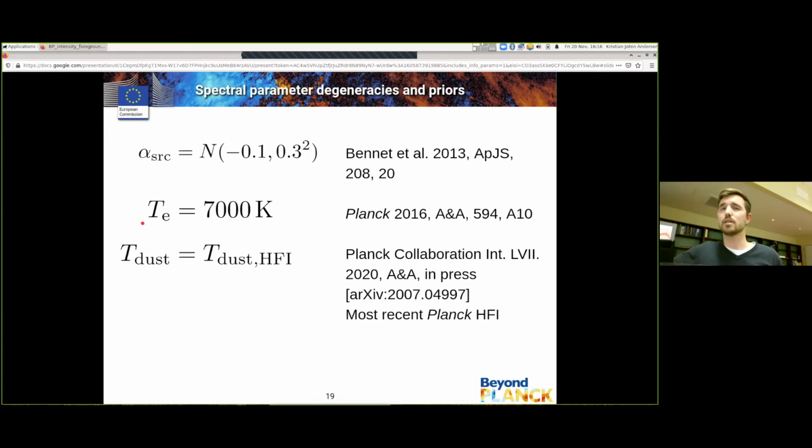While the free-free component requires an electron temperature that we could fit, a change in the electron temperature doesn't do that much to the spectral energy density of the free-free map. And for this analysis, at least, we chose to freeze it at the prior mean of the Planck 2015 analysis. And when it comes to the thermal dust, we don't have any maps that can really constrain this, and we use the most recent Planck HFI results as our thermal dust temperature prior.